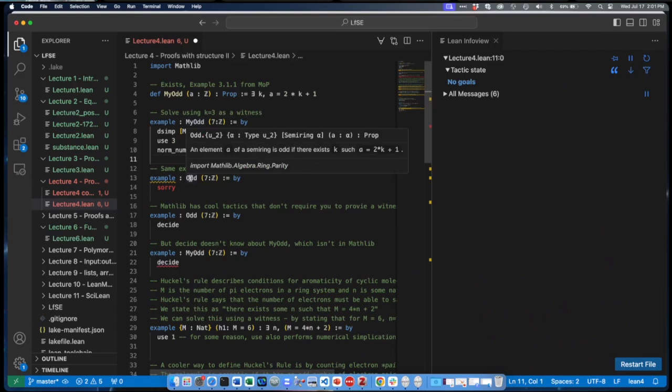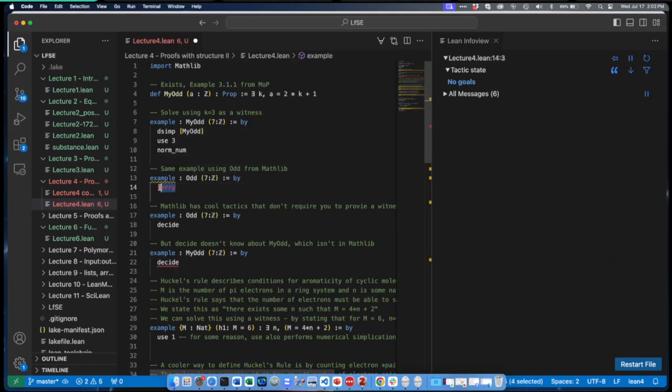Semiring is an abstract algebra term. I think it's not something we explicitly cover because we can get around a lot of this Lean stuff without following these things. But if you're really going to get into Lean, you probably should figure out what all of those vocab words mean: ring, semiring, field. It guides you on what kinds of tactics work when. But anyways, we're using the definition of odd from Mathlib.